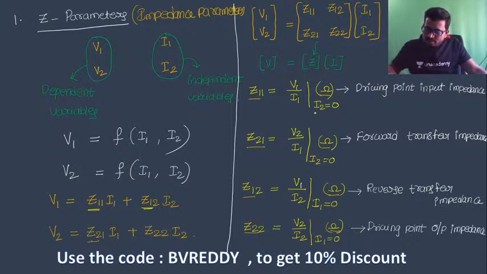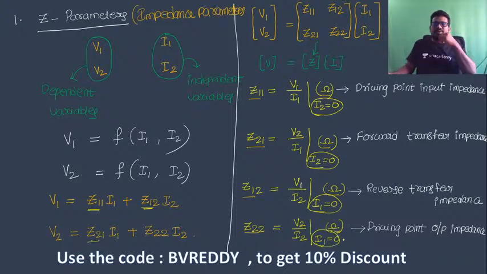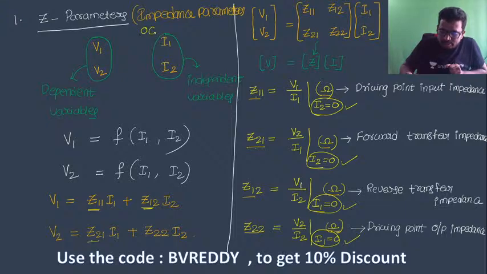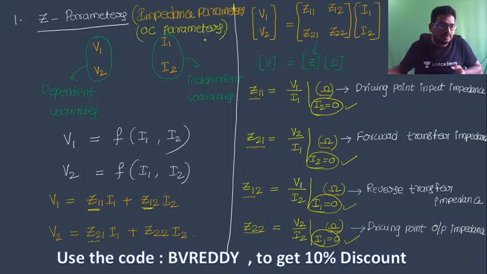To get these parameters, I have to make I2 equal to 0 and I1 equal to 0. This means port 2 has to be open and port 1 has to be open. To get Z11 and Z22, I should make the second port open circuited and the first port open circuited, isn't it? That's why these are also called open circuit parameters. Z parameters, impedance parameters, are also called open circuit parameters. Right, all of you?